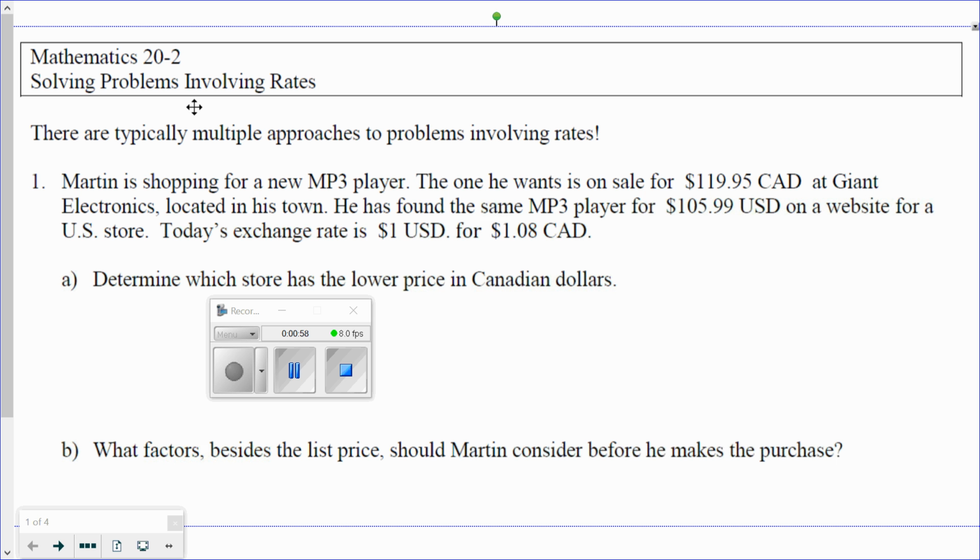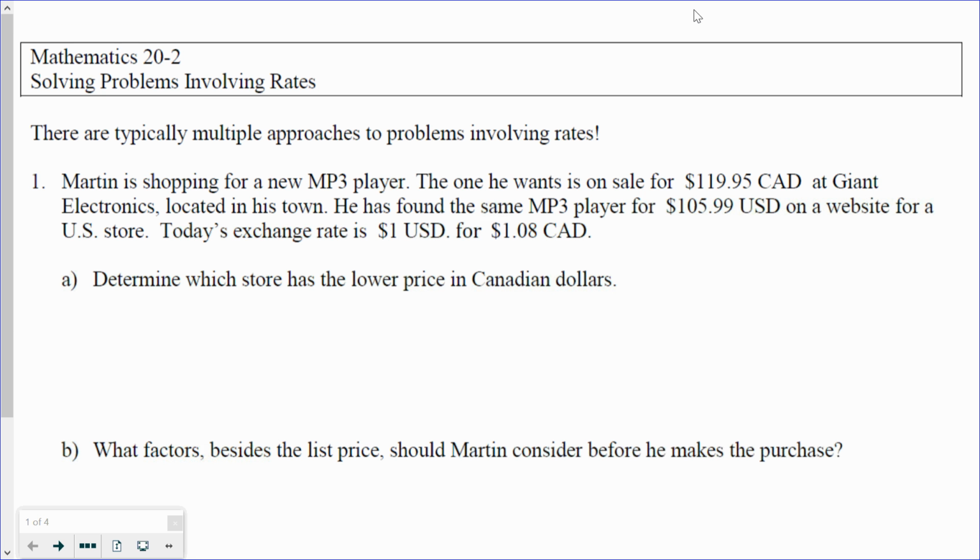So this very first one, it says Martin is shopping for a new MP3 player. The one he wants is on sale for $119.95 at Giant Electronics, and that's in his town. So just like Best Buy or something like that. He found the same MP3 player for $105 US on a website for a US store. Today's exchange rate is $1 US for $1.08 Canadian dollars.